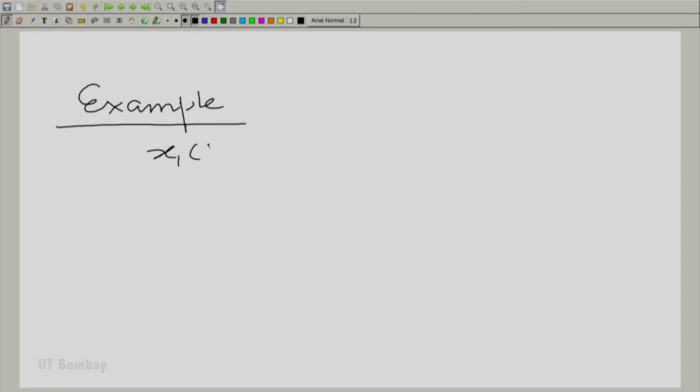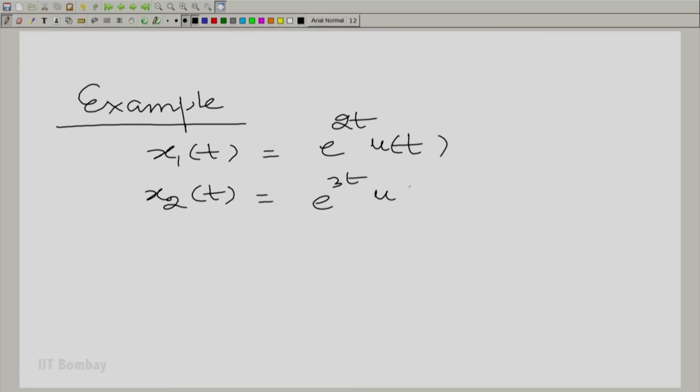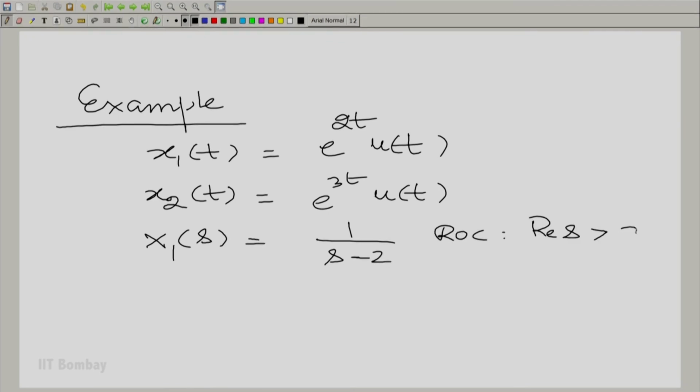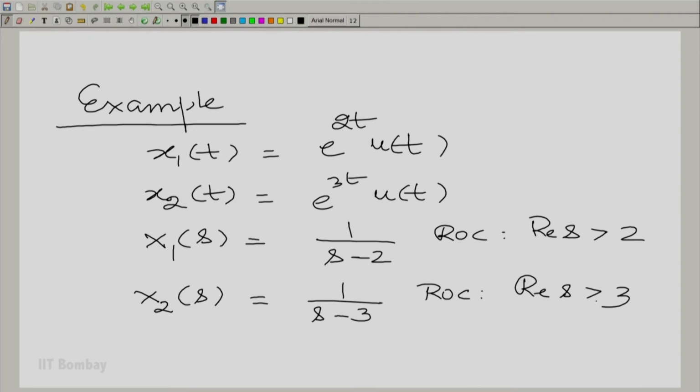Let x1 of t be e raised to the power 2t u(t) and x2 of t be e raised to the power 3t u(t). We have already calculated their Laplace transforms. We have been doing this, is it not, in the previous sessions. So, the Laplace transform of x1(t) is 1 by s minus 2 with a region of convergence, real part of s greater than 2. And similarly, the Laplace transform of x2(t) is 1 by s minus 3 and the region of convergence, real part of s greater than 3.